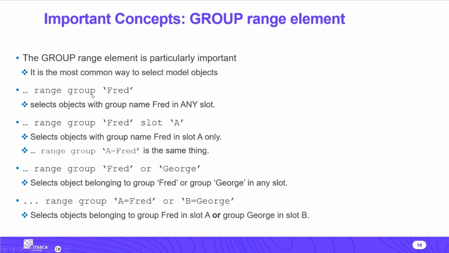Note that if I just say range group Fred, it will search all the slots. So most of the time, I don't actually have to be specific about which slot I'm talking about. Because if I say range group sandstone, it'll find all the sandstones. Or if I say range group tunnel, it'll find all the tunnels. It doesn't really matter what slot it's in. You only have to be careful if you're using the same name in different slots, which is probably a bad idea anyway.